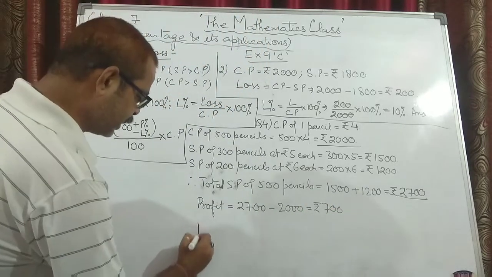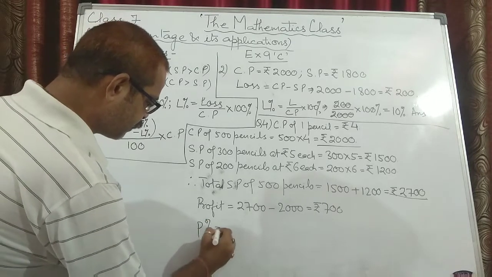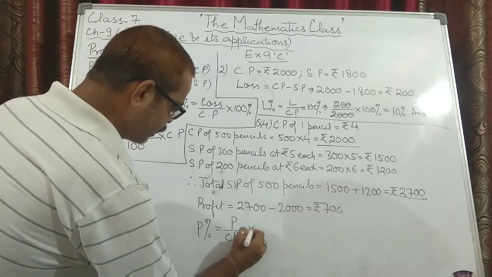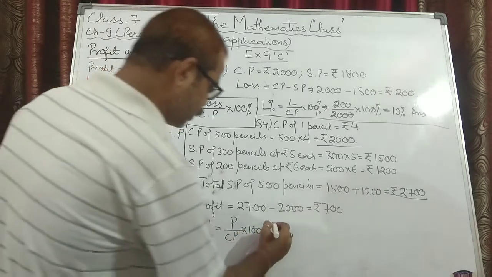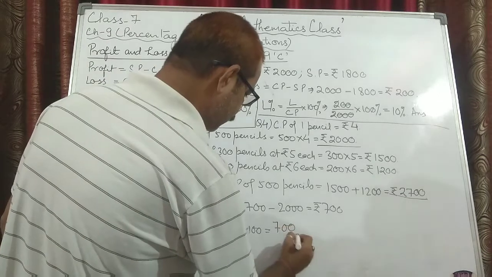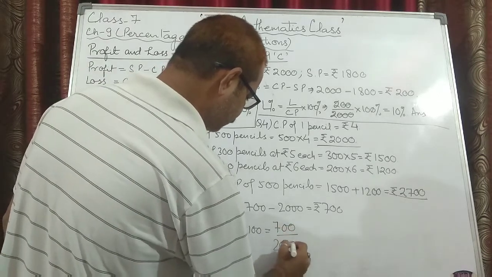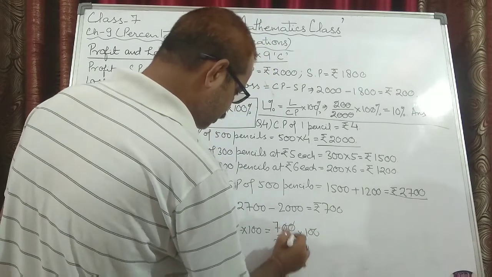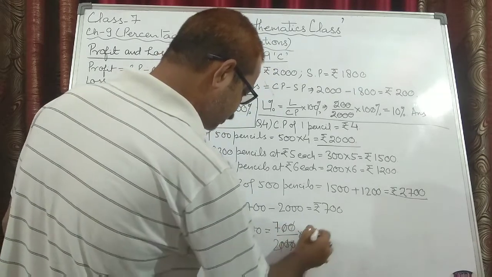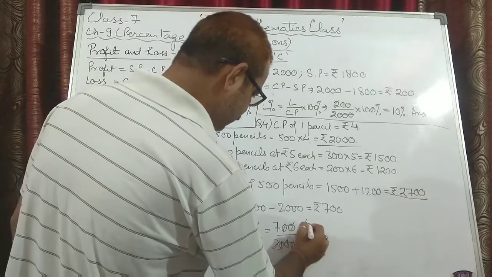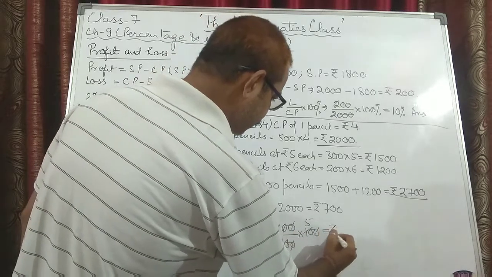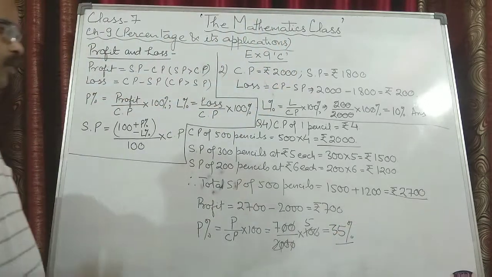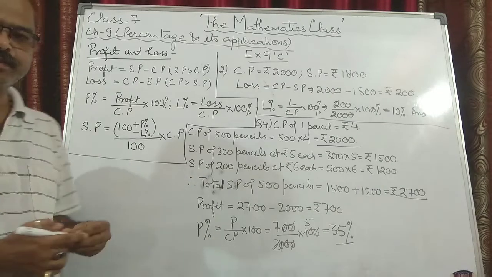So we have to calculate profit percent. Profit percent is profit upon cost price into 100. Profit is how much? 700. Cost price was 2000 into 100. Now the zeros cancel, one more 0, one more 0, 2 5s are 10, 7 5s are 35. So 35% is the profit, or overall profit is 35%.